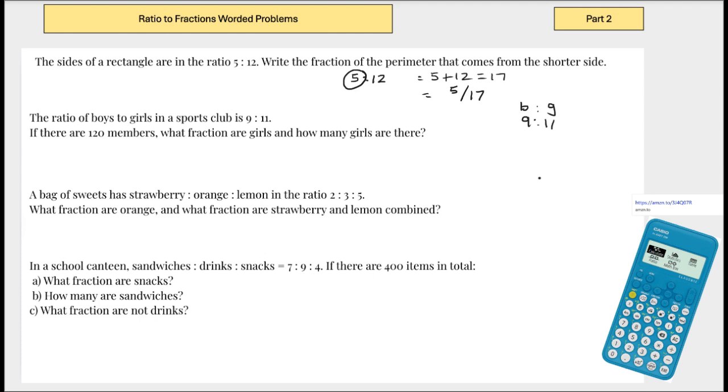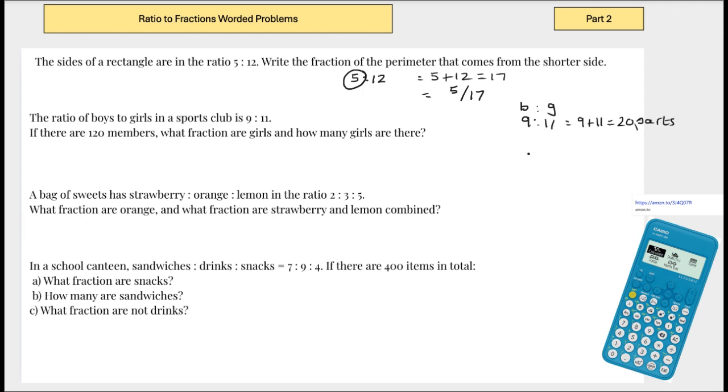So there's two sort of questions to that. So let's work out the first one. So we've got the parts, so we're going to do 9 plus 11. So we've got 20 parts in total. Okay? 20 parts in total. So that's kind of our step 1 completed.